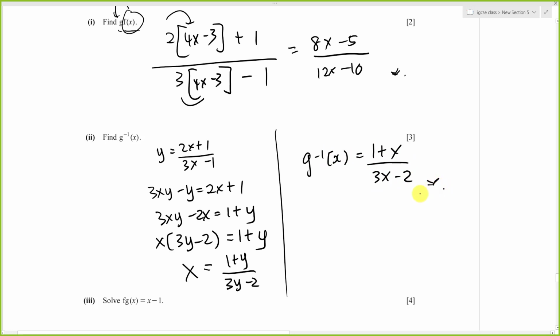Yeah, it's all the things you learn in extended math in the future, so it shouldn't be too difficult for you.